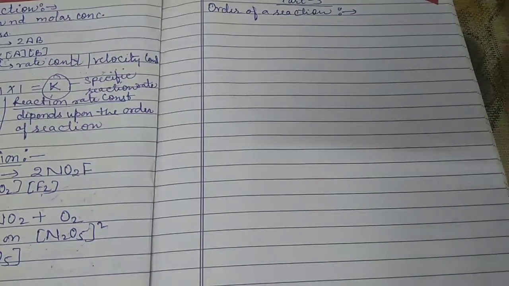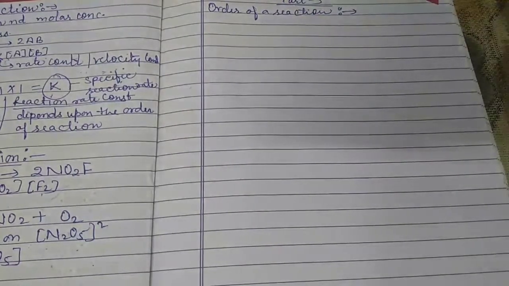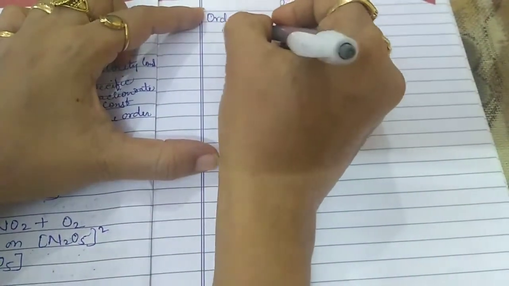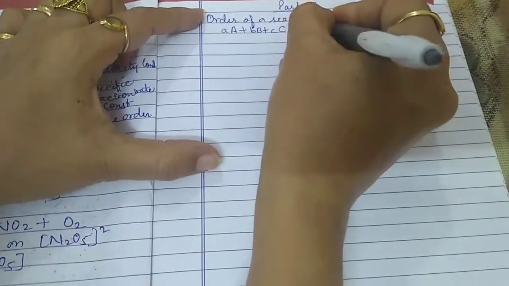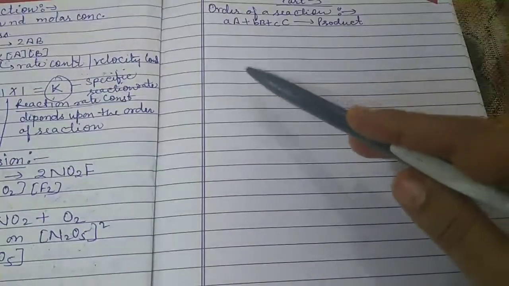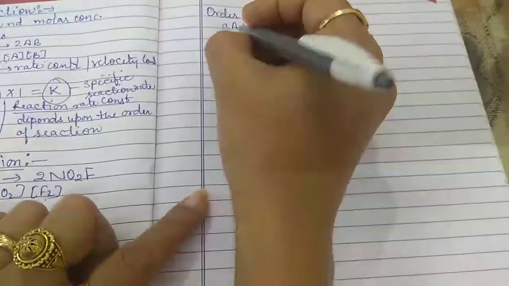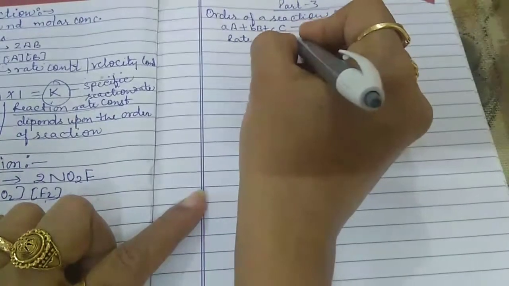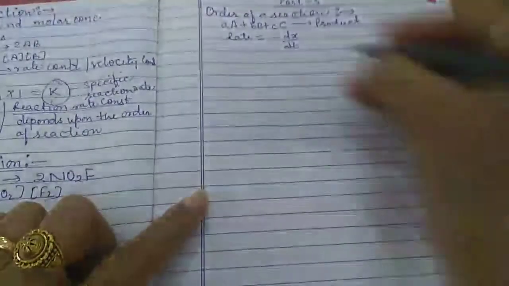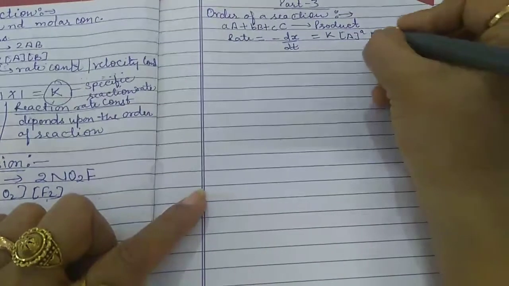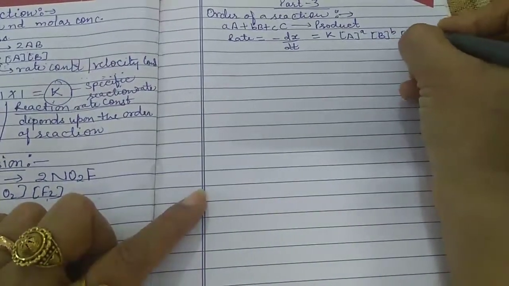Let us consider a reaction A + B + C gives product. For example, we have this reaction. If we want to find the rate law for that reaction, the rate is equal to minus dx upon dt is equal to k [A]^a [B]^b [C]^c.